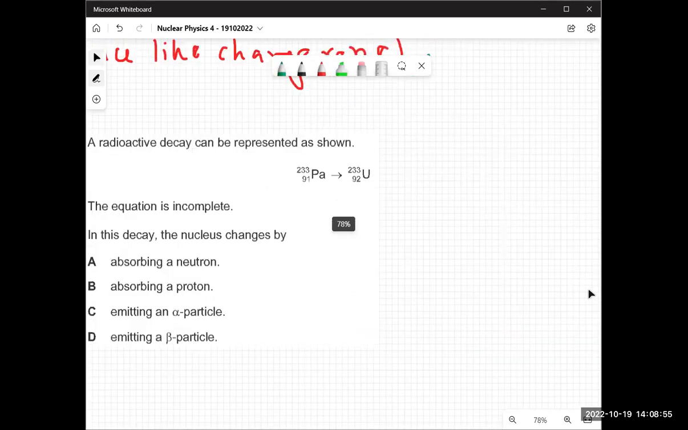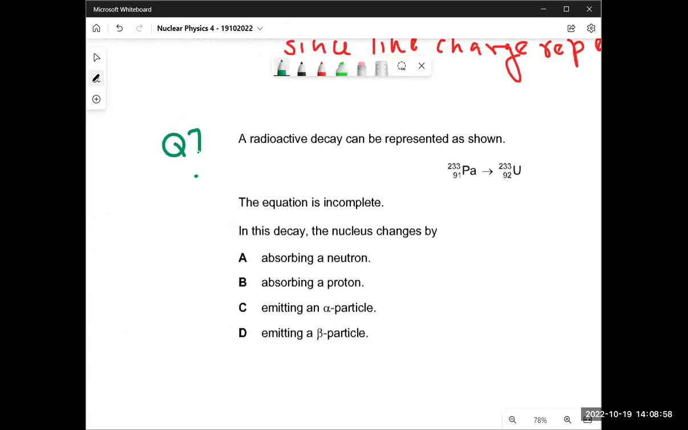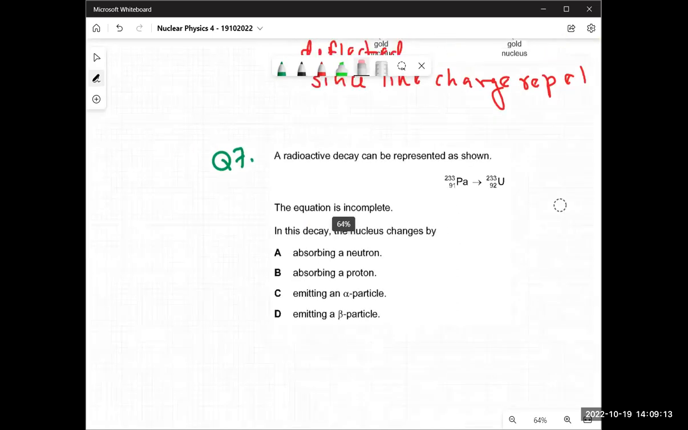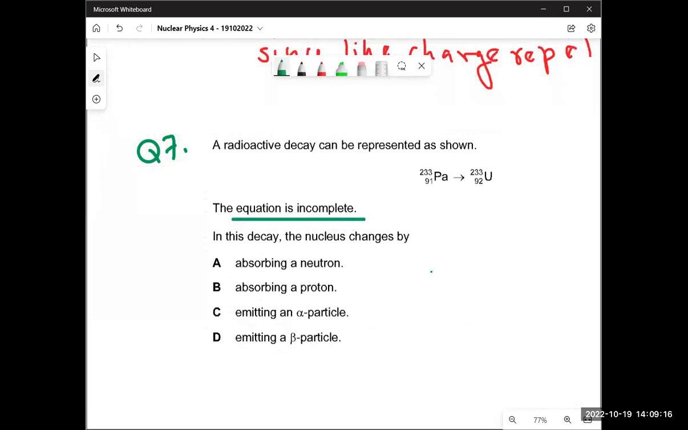This one, read. Anas. A radioactive decay can be represented as shown. The equation is incomplete. In this decay, the nucleus changes by how? What is happening in this case? Tell me. Are these two isotopes? No, not isotopes. It's an equation, so radioactive decay is taking place, and it's incomplete. I have to add something over here.